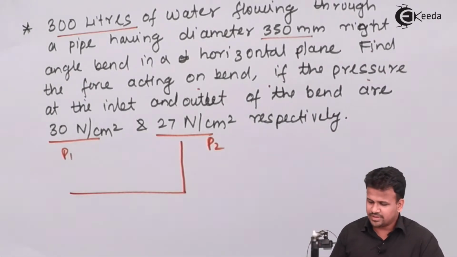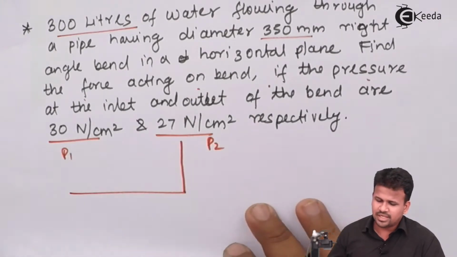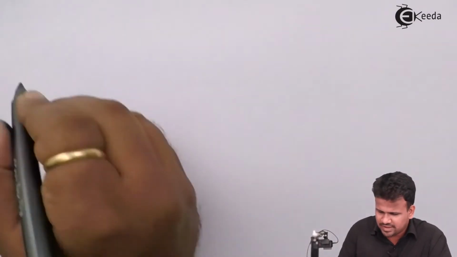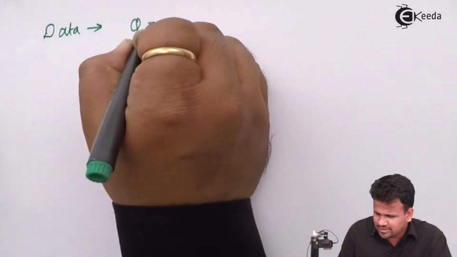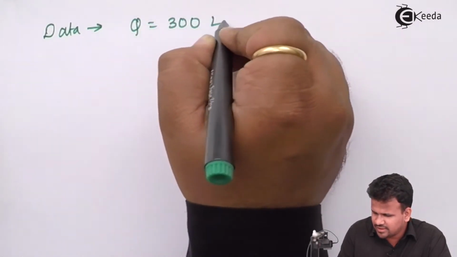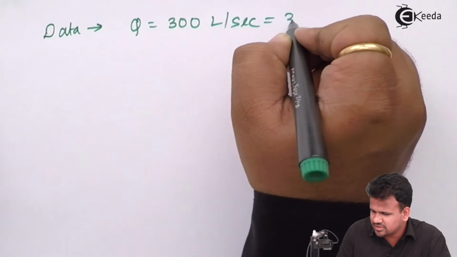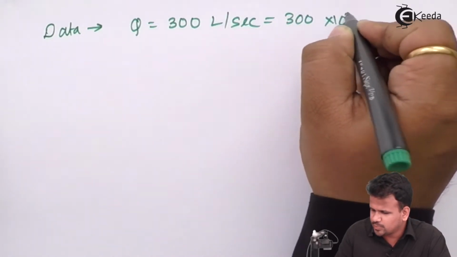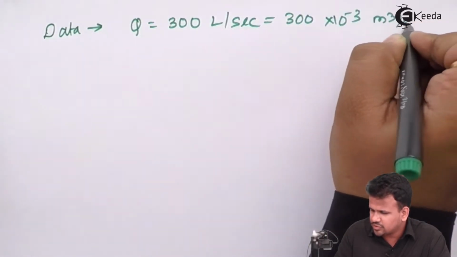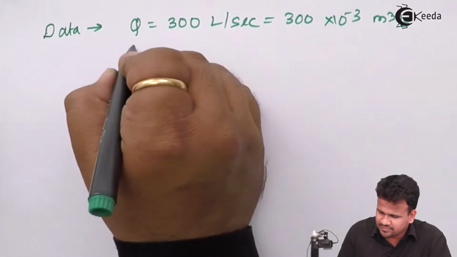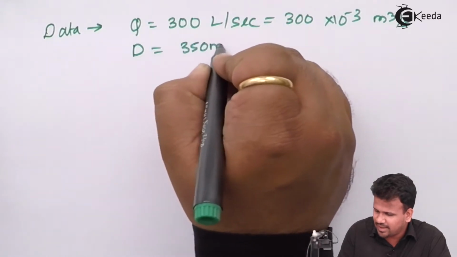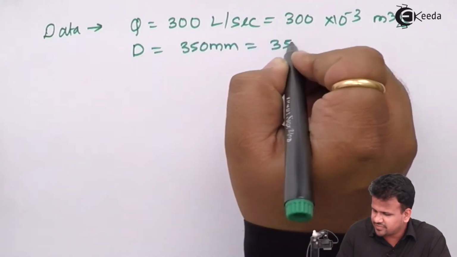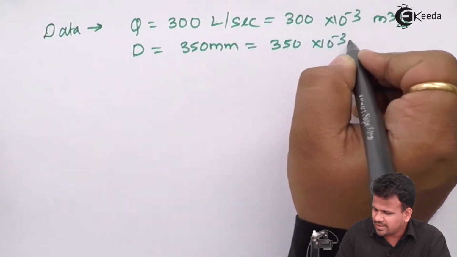So the problem is straightforward over here. Let us get into it. Let us write down the data which we know. The first thing which they have given to us is the flow rate, that is 300 liters per second, that is 300 into 10 to power minus 3 meter cube per second. The second thing is the diameter, that is 350 mm. So this is 350 into 10 to power minus 3 meters.